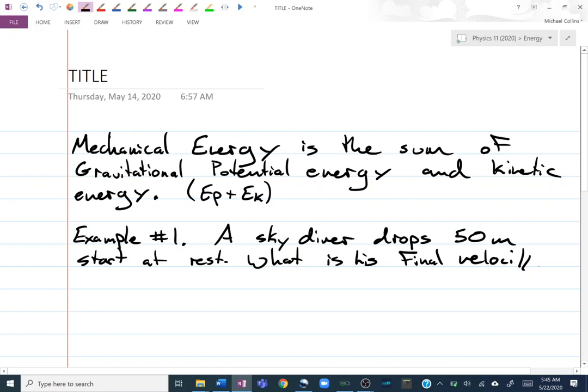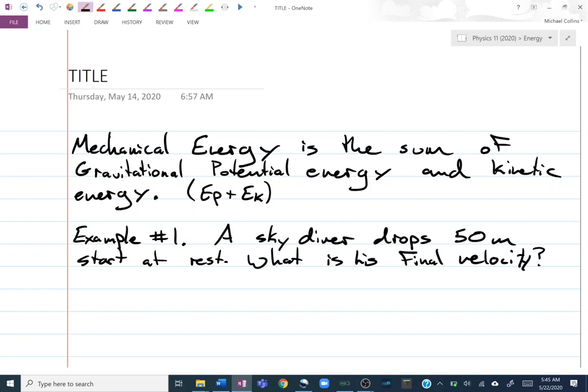And what you should instinctively do by now is look at this question and be like, oh, I can use kinematics to solve this. He accelerates at 9.8 meters per second squared. His initial velocity is 0. His displacement is 50. I want to find what his final velocity is. And 100% you could use kinematics to solve this problem. Not all of these problems you will be able to use kinematics to solve. But it's good to know that for this one you could.